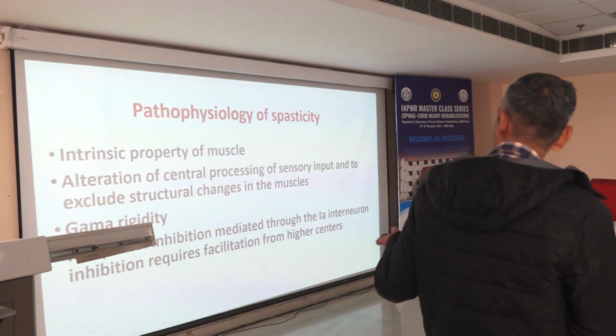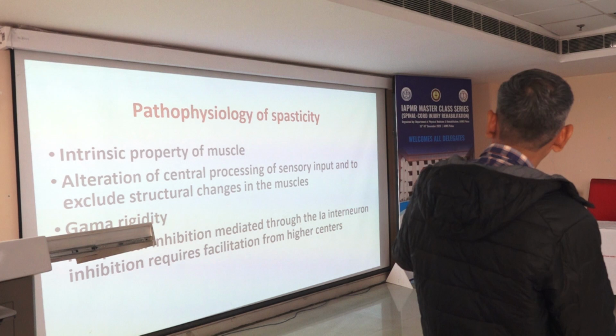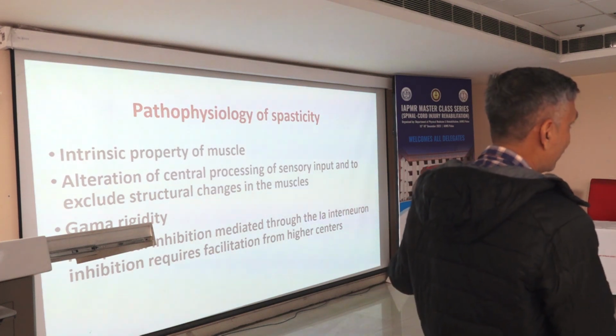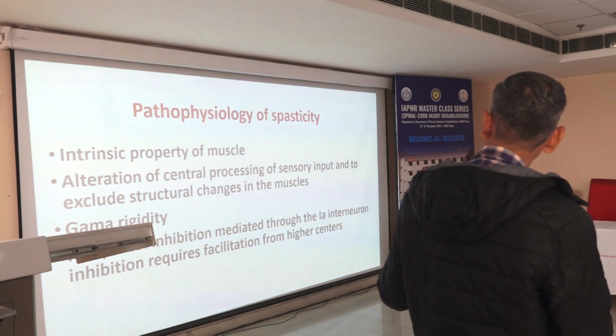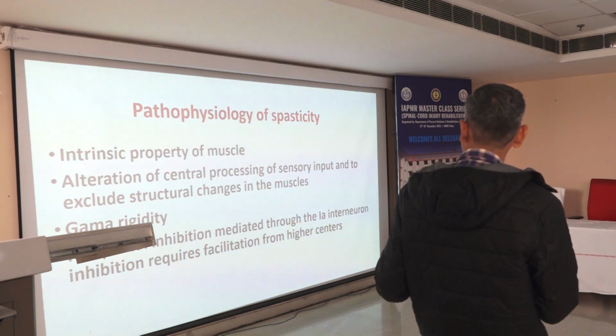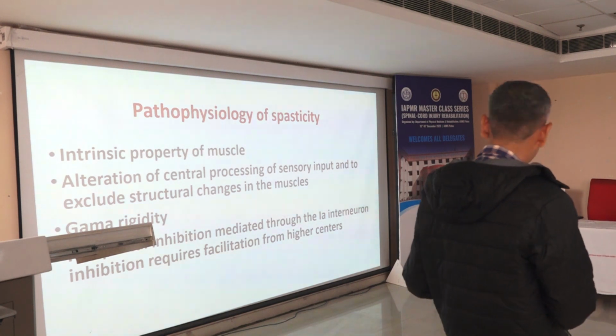Then another explanation is reciprocal inhibition, that is co-contraction, mediated through the 1A interneuron. So this requires facilitation from higher centers. When the spinal cord is injured, this facilitation from higher centers is lost. So there will be co-contraction of the agonist and antagonist. So this is another mechanism to explain spasticity.